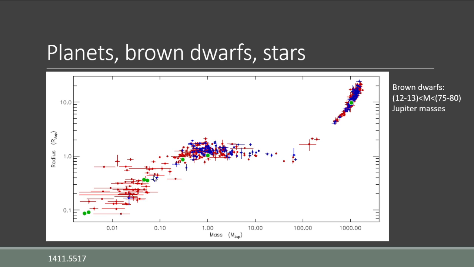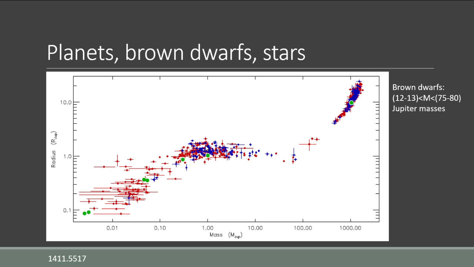Then we move towards the lower left corner of this plot. Here we have ice giants, Uranus and Neptune. And finally we have rocky planets, and these two green dots are Venus and Earth. So we see that there are different types of planets, and all symbols in this plot are already known planets.